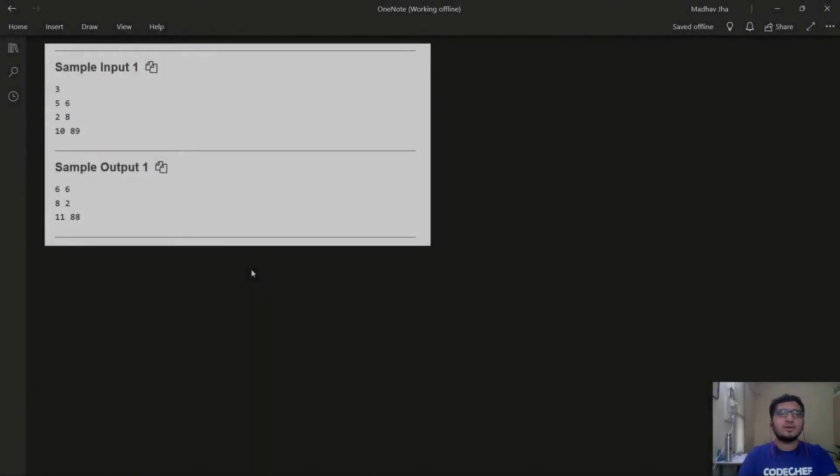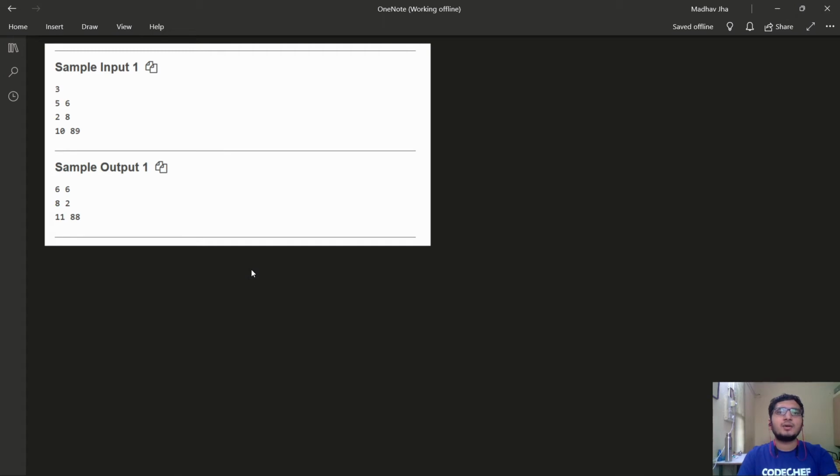Before we move on to solve the sample cases and understand how the solution will work out, let's understand a few facts about GCD. So GCD stands for greatest common divisor.